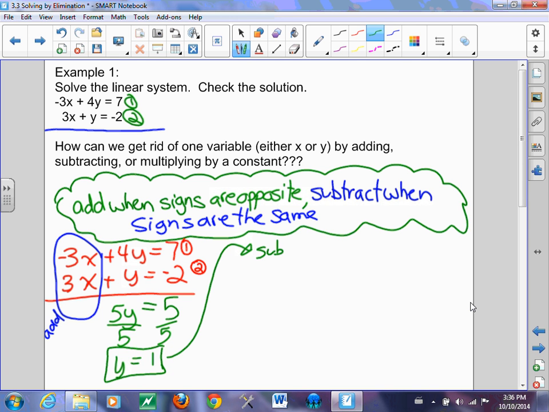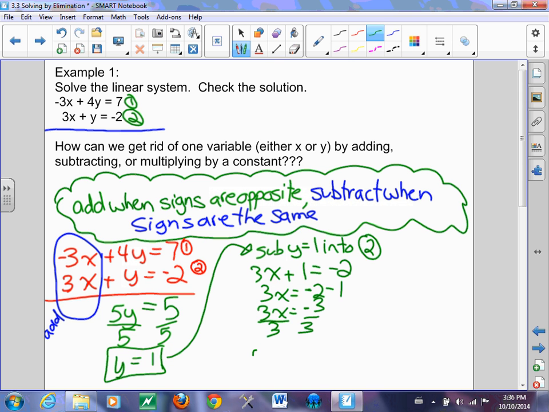Once we've got our one variable solved, the process is exactly the same as for substitution. So we substitute y equals 1 into whichever is easiest, I think equation 2. So it's 3x plus 1 equals negative 2. 3x equals negative 2 minus 1. 3x equals negative 3. Divide both sides by 3, so x equals negative 1. Let's put our therefore statement down: therefore, solution (x, y) equals, make sure you go in order, x first, negative 1 and 1.